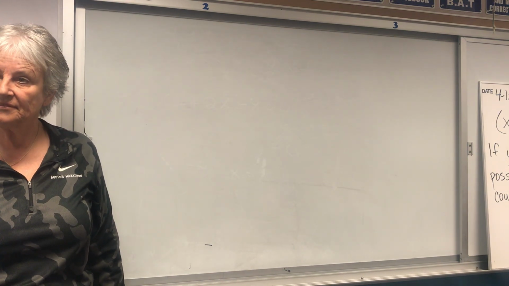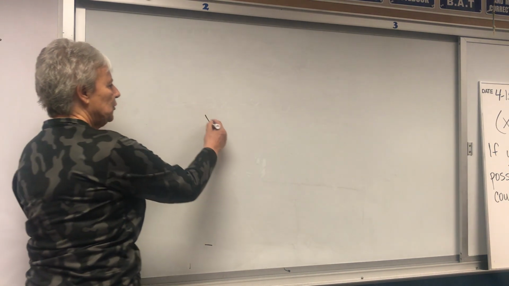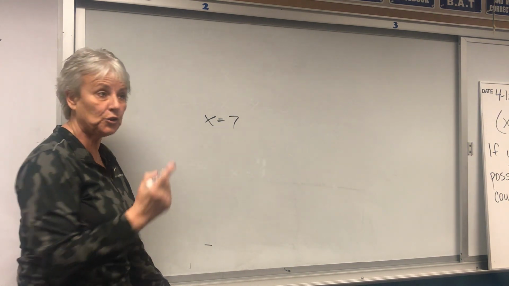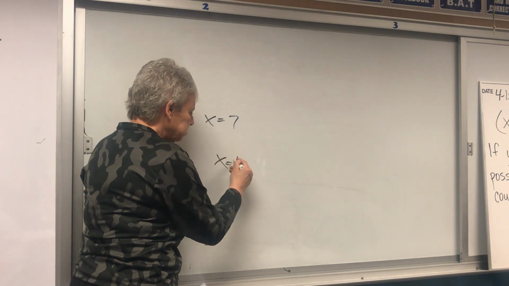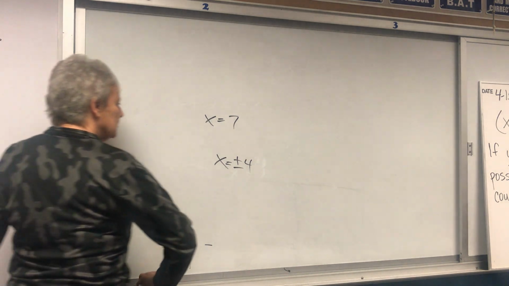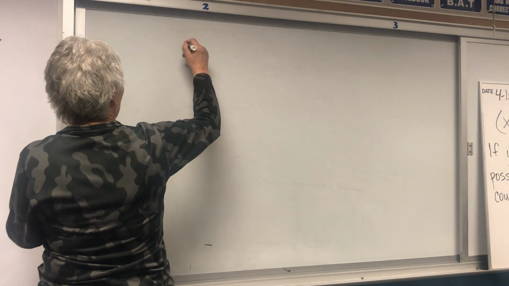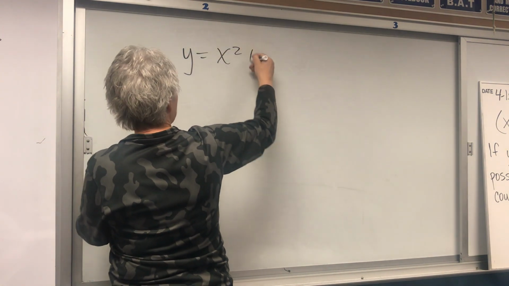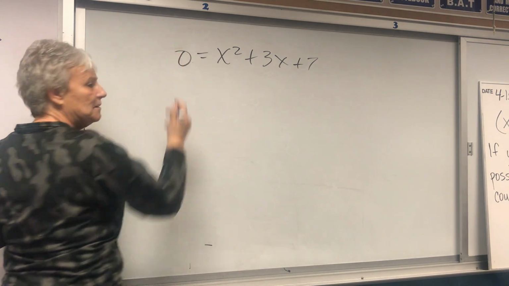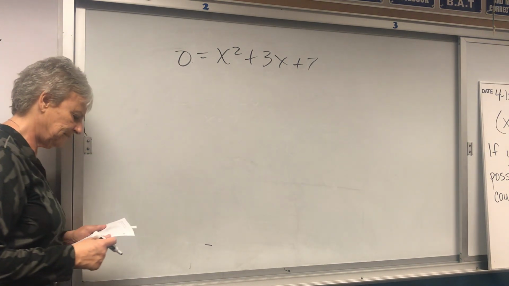Now, if you have a perfect square trinomial, you're only going to have one answer. Now, on that, you had 2 answers. You could write it like this if you want, plus or minus 4. Okay? I know how you like shortcuts, so there you go. Okay, let's do the next one. y equals x squared plus 3x plus 7. Of course, we're going to make y 0 every time to know where it crosses. Can anybody factor that?